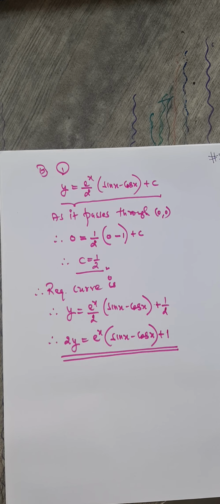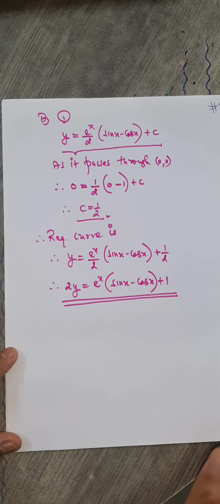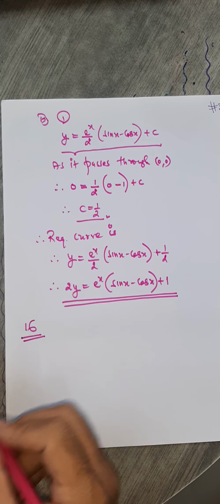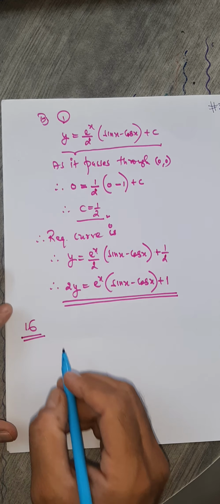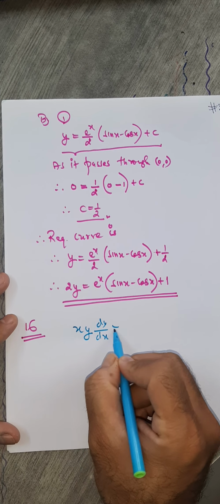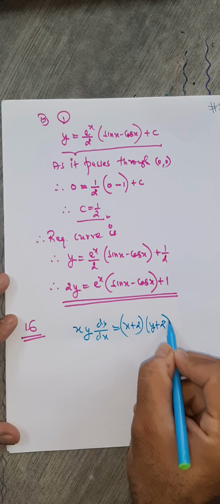So in the next question, what is given? You are given a differential equation. Find the curve passing through the point (1, -1). There (1, -1) is, remember, an initial condition. So in the next question, number 16, the given differential equation is: xy into dy by dx equals (x plus 2) into (y plus 2).